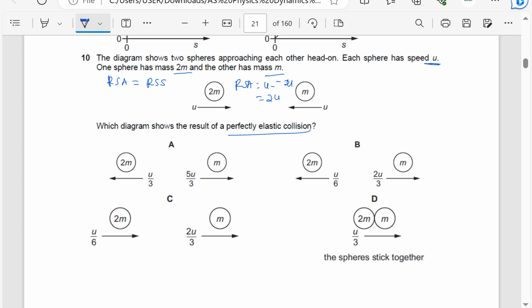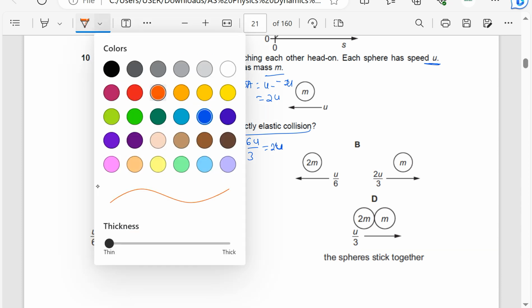Let's check A. These ones are in opposite directions, so we shall say 5u over 3 minus negative u over 3. The LCM here is 3, so we have 5u plus u, because this is minus negative, so it becomes plus u, which gives us 6u over 3, which is equal to 2u. So it automatically means the answer is A. I don't expect another one to give us the same answer, so the answer is going to be A.